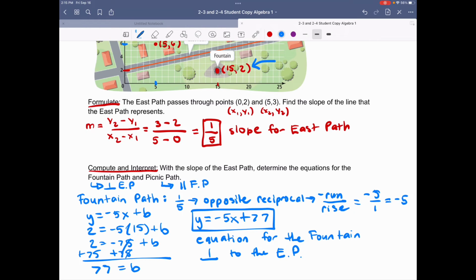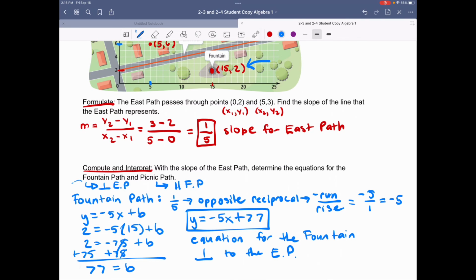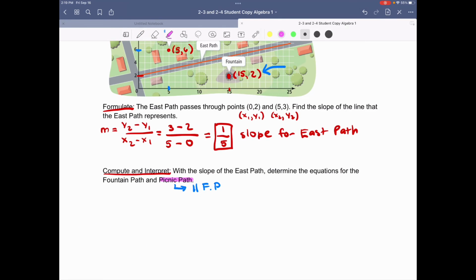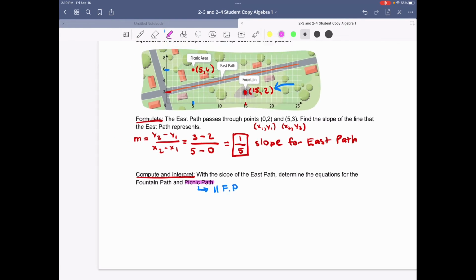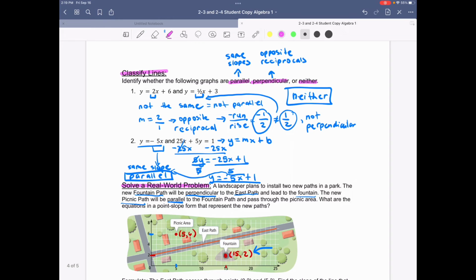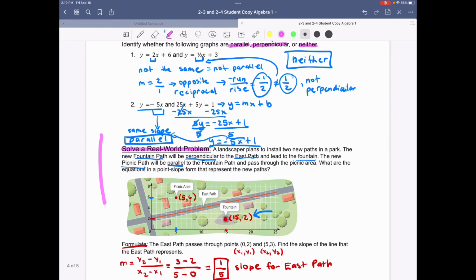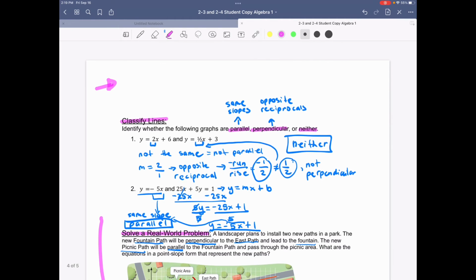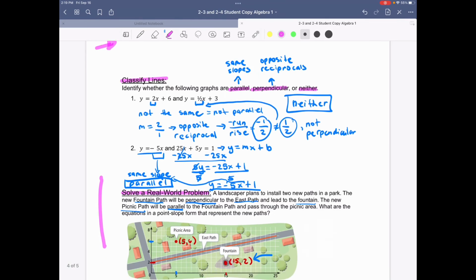And now I won't have much space for when we solve for the picnic path, so I would have to erase this whole thing, but you guys can keep that on your notes. Now we are solving for the picnic path. So I erased all my work for the fountain path down here, and you guys might not have room in your papers, so either write it on the sides, turn your paper sideways and write it on the sides, or you can go all the way up here and draw an arrow and do your work on the very top of your page.